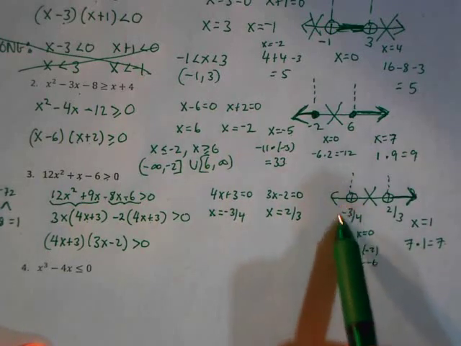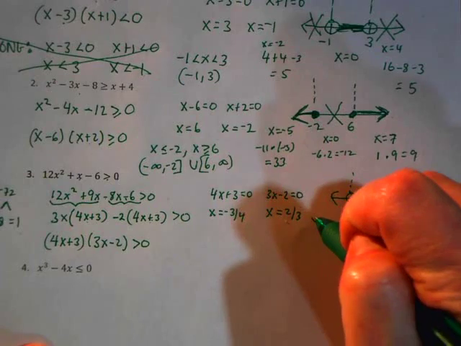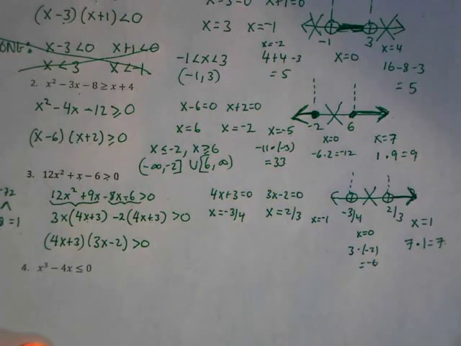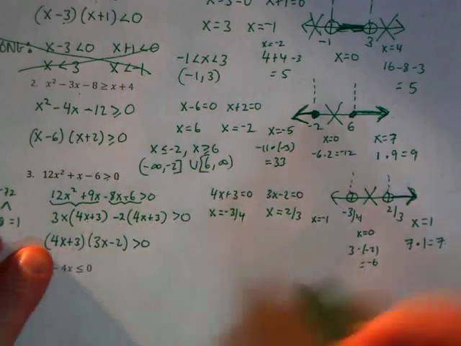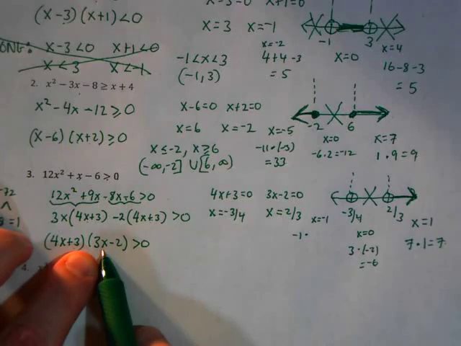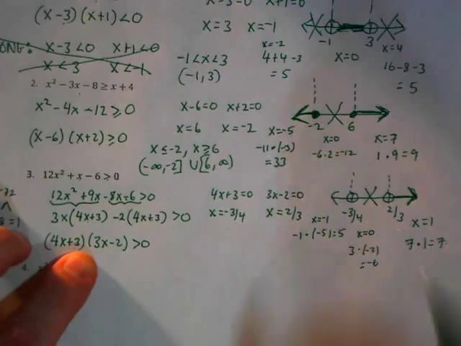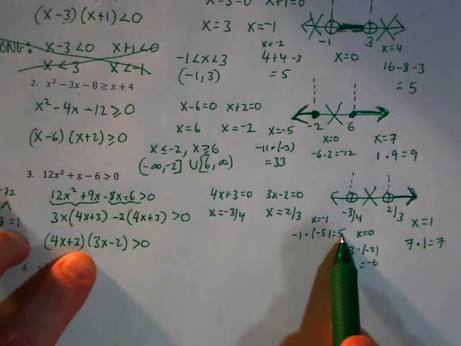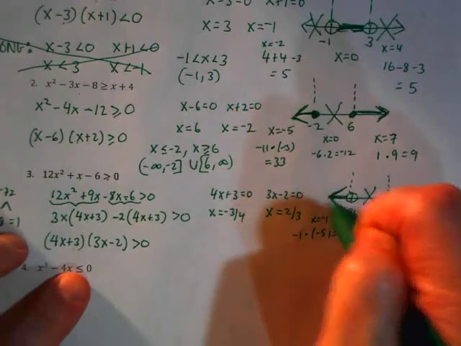And again, the fact that this is a fraction is not a big deal because I'm going to pick my favorite number down here. I'm going to use negative 1. When I plug in negative 1, I get negative 4 plus 3. That's negative 1. And then I get negative 3 minus 2. That's negative 5. But negative 1 times negative 5 is positive 5. And positive 5 is bigger than 0. So that one worked.